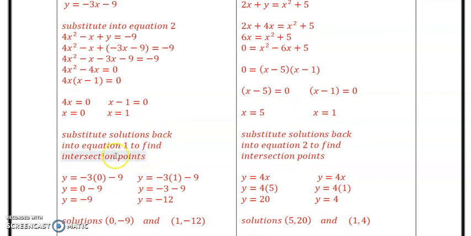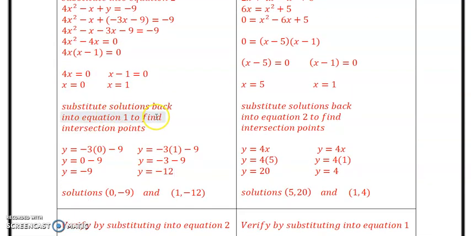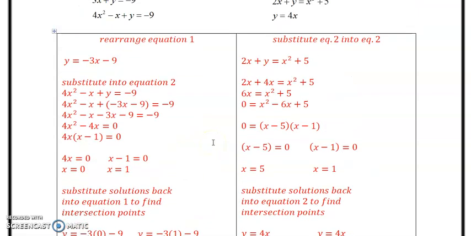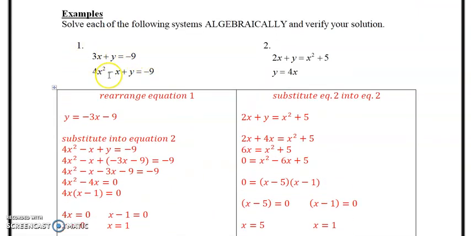To satisfy this, we substitute them into equation 1 to find the intersection points. You could do either one. I did the easier of the two. Substitute it in, I get 0 times negative 3 minus 9. Negative 9 is 0 and negative 9. Do the same thing with the value of 1. Put a 1 in and we get negative 12. And those are your two intersection points between the linear and the quadratic here. We have a linear line and a quadratic line.